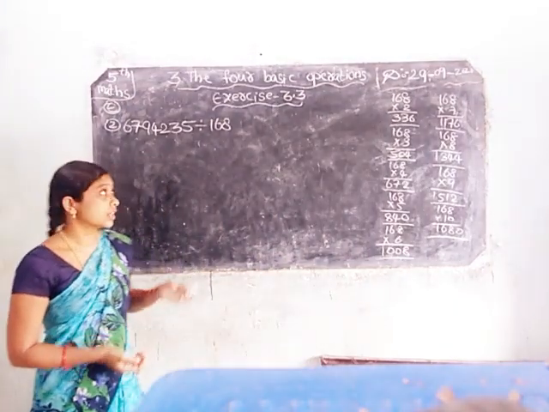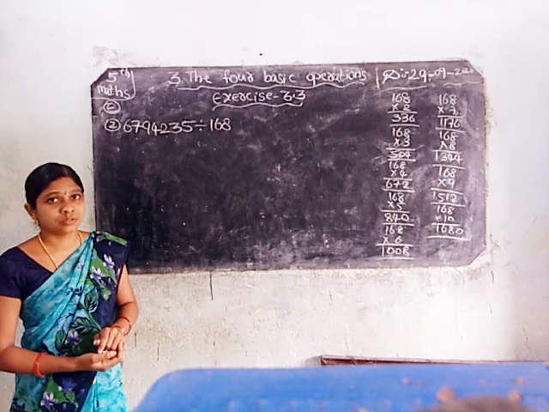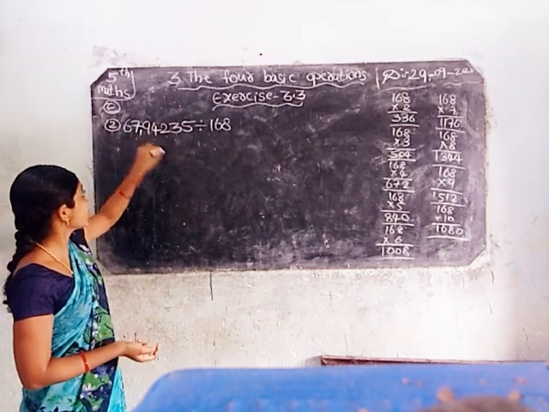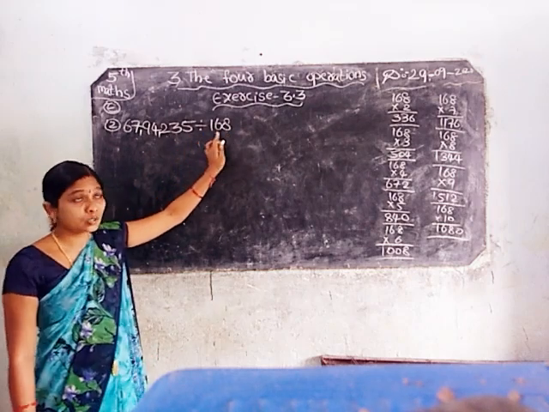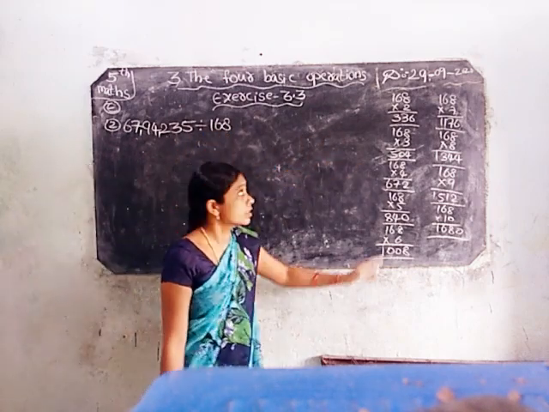We should learn the first one. Now the second one: 67,94,235 divided by 168. So first we write the 168 table here.